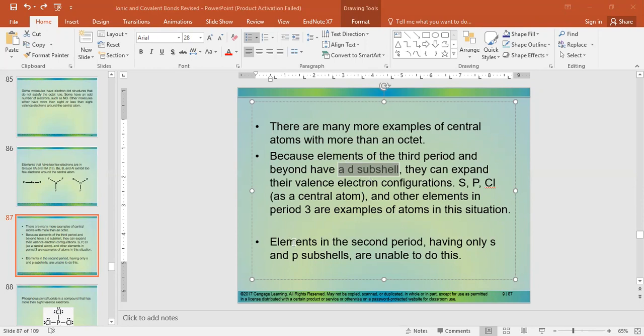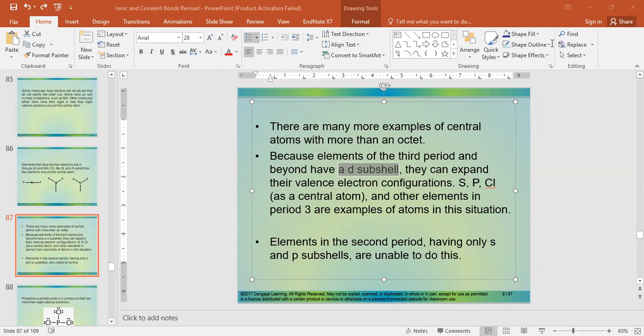But when you talk about the elements in the second period, that is n is equal to 2, we can only have s and p orbitals. We cannot have a d orbital for n is equal to 2 because they are not available.